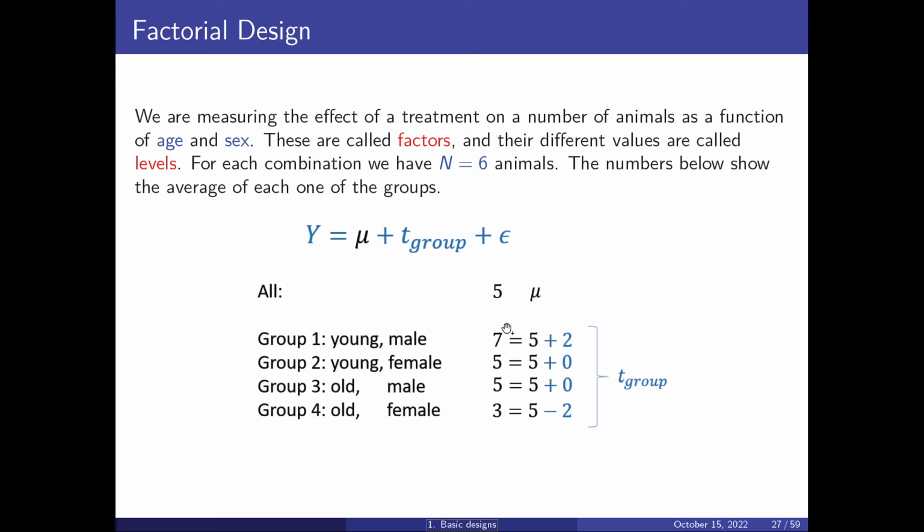So we have an overall mean that is 5, and then each one of the groups is contributing with a different amount. So this would be similar to the completely randomized designs that we had before. And the problem with this is that we see that not all the groups are the same. Let's say that these differences are significant. So not all the groups are the same, but we don't know why. We see that young males are different, old females are different, but we don't know exactly what is making the difference. Is it the age or is it the sex?